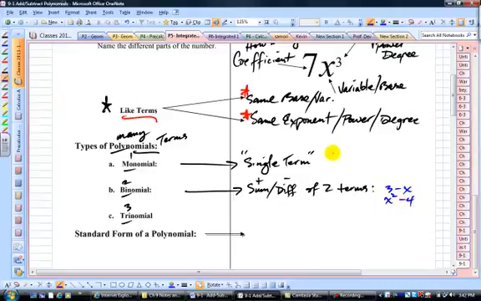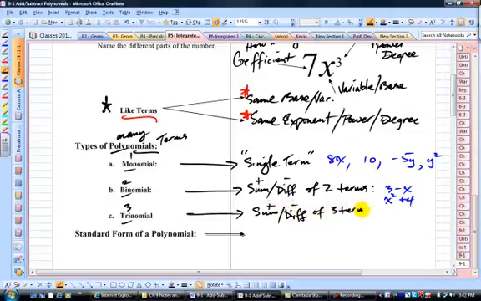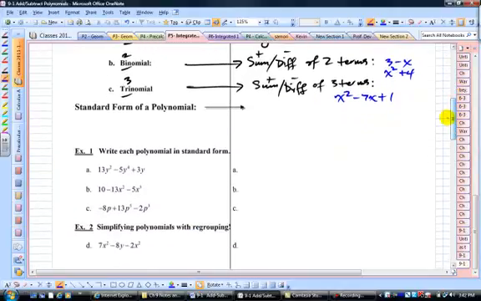A single term would be 7x cubed or 8x. It could be 10, or negative 5y, let's say y squared. Those are all monomials. If you add or subtract two terms, you call them binomials. Do the same thing for 3 terms, you call it a trinomial. So a trinomial is a sum or difference of 3 terms. A good example of that would be x squared minus 7x plus 1. Okay, 1, 2, 3 terms, adding or subtracting, doesn't matter. We call that a trinomial.